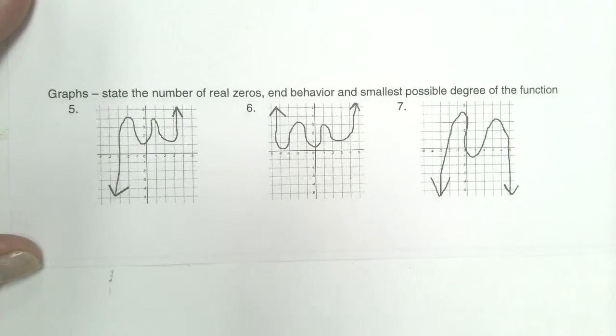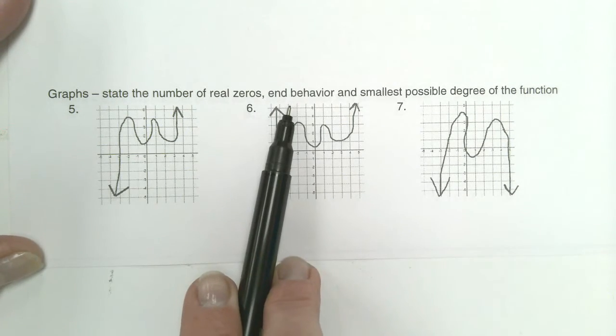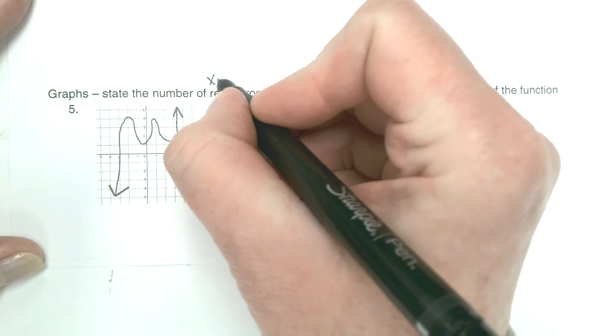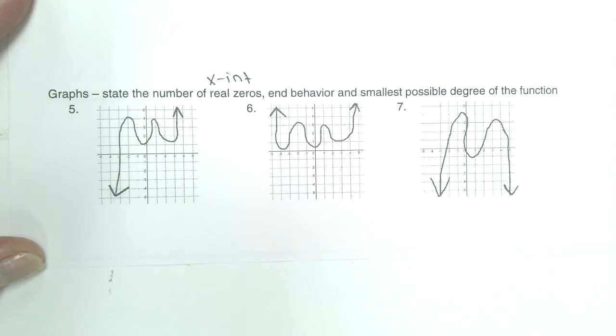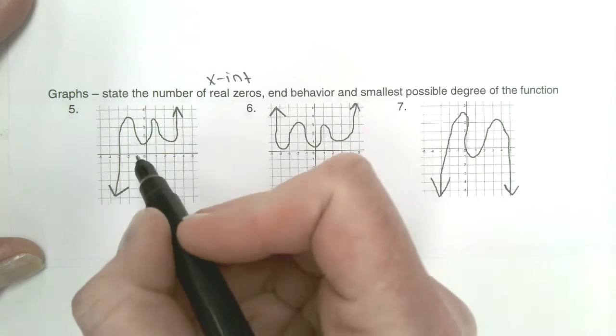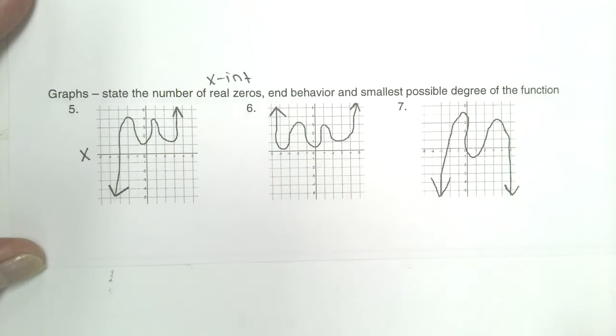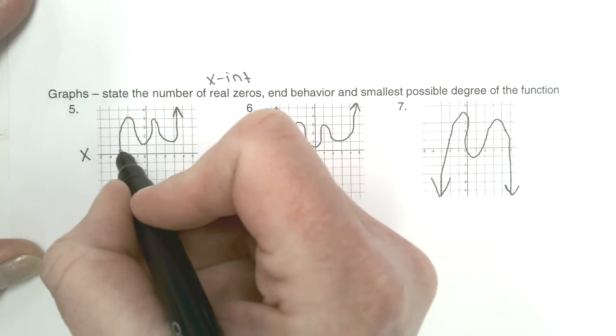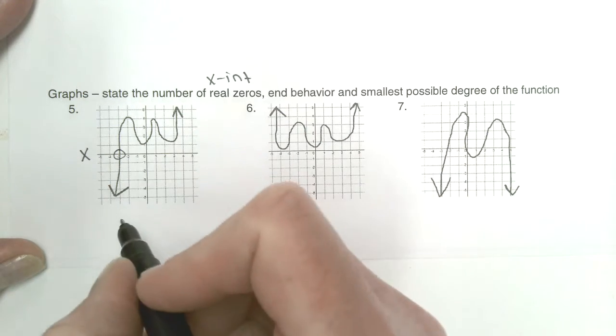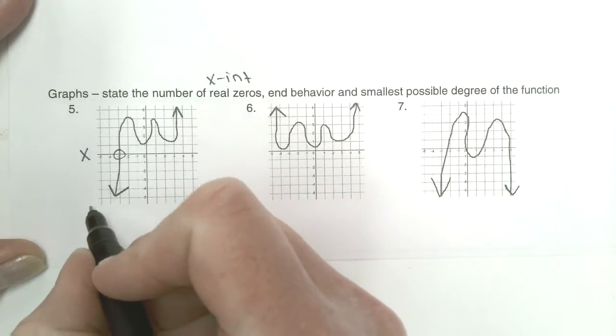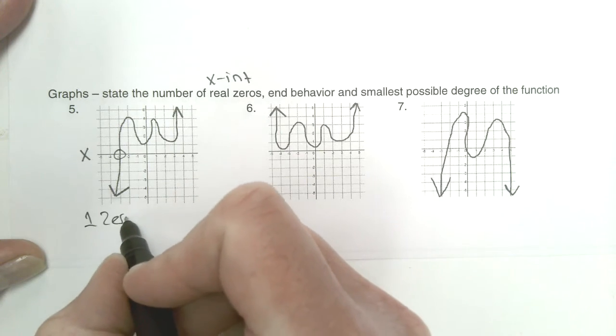All right, so now we have some graphs. State the number of zeros. So you need to know that zeros is code for x-intercepts. So on number 5, the x-intercept is where the graph crosses the x-axis, and we only have 1 right there. So we have 1, 0.